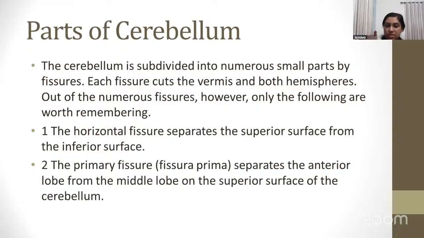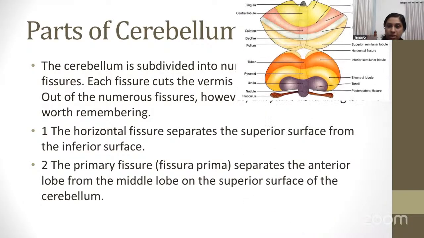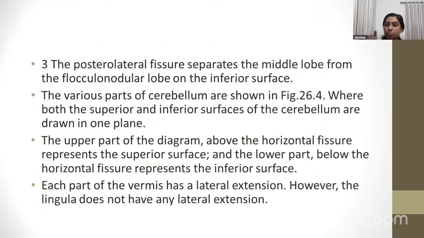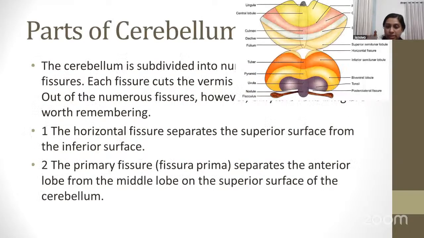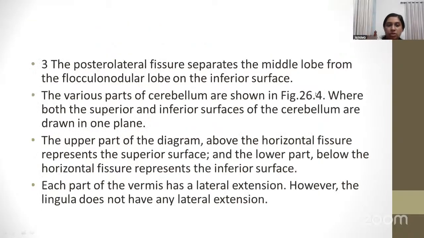Out of the numerous fissures, some I have already mentioned. The horizontal fissure separates the superior surface from the inferior surface, and the primary fissure separates the anterior lobe from the middle lobe. Here we can see the primary fissure. Primary fissure is always called fissura prima. And again, the posterolateral fissure that's located here is the largest one, and it separates the middle lobe from the flocculonodular lobe. And these are the various parts of the cerebellum that we can see in this picture.